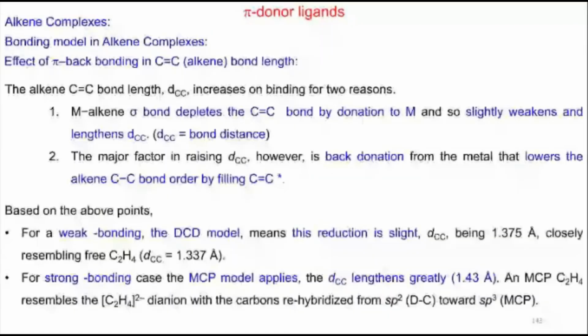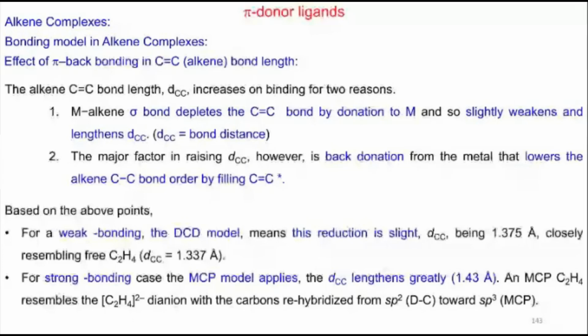And when I say pi back bonding, the question may also come with the carbon-carbon bond or the platinum-carbon bond. In your general opinion, in which model, the MC model or DCD model, will the carbon-carbon bond length be short? Will the bond length be longer or shorter, which model? Bond length will be higher in the MC model. Exactly. In the MC model, the bond length will be higher because it's close to a carbon-carbon single bond.